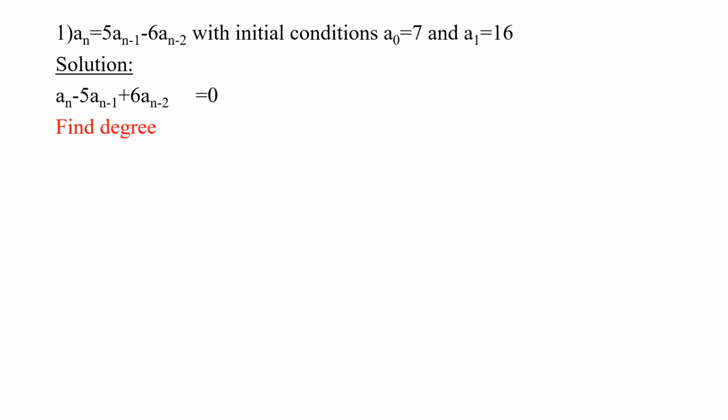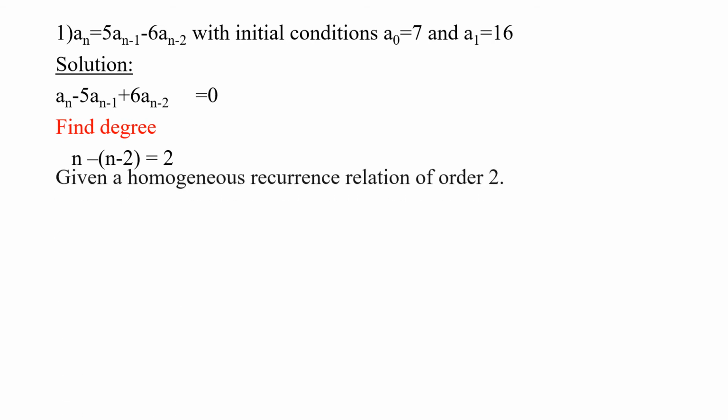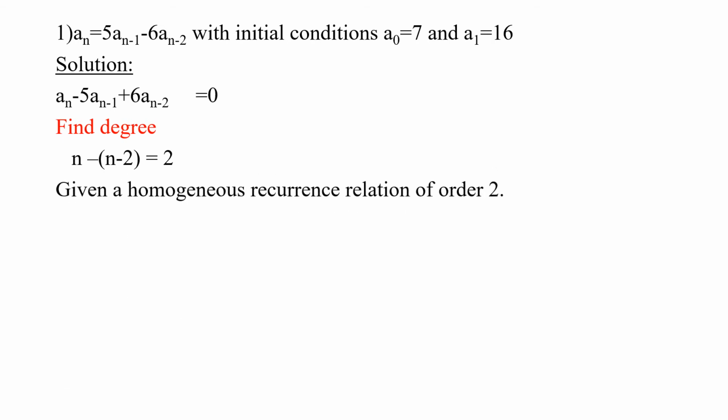Then you have to find the degree. Here you can see that the degree of the given recurrence relation is 2. So you are given a homogeneous recurrence relation of order 2. Now we have to write the characteristic equation, which is obtained as t squared minus 5t plus 6 equal to 0. a_n is replaced with t raised to 2, a_(n-1) is replaced with t raised to 1, and a_(n-2) is replaced with t raised to 0. This is how we have generated the characteristic equation.